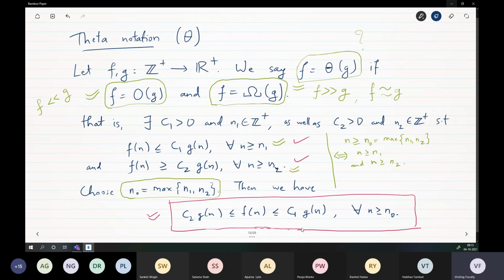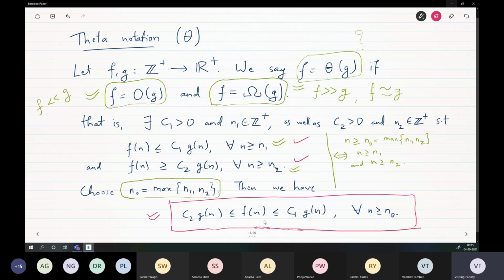And now in fact this is equivalent, listen carefully. Let me explain it here itself so that I don't go to another slide. Suppose the last line is true already. Forget everything before that. Last line is true. That is, there exist C1, C2 and n naught, some positive integer, such that C2 g(n) is less than or equal to f(n) less than or equal to C1 g(n) for all n greater than or equal to n naught.